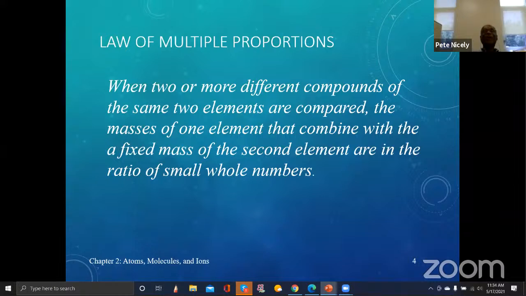Okay, so the next law we're going to talk about is the law of multiple proportions. And what this law says, and it's a bit wordy, I must admit, is that when two or more different compounds of the same two elements are compared, the masses of one element that combine with a fixed mass of the second element are in the ratio of small whole numbers, all right?